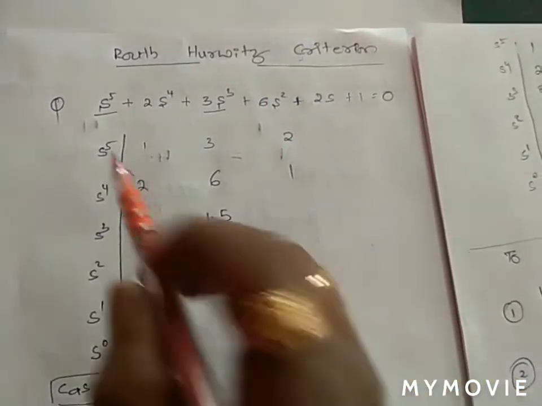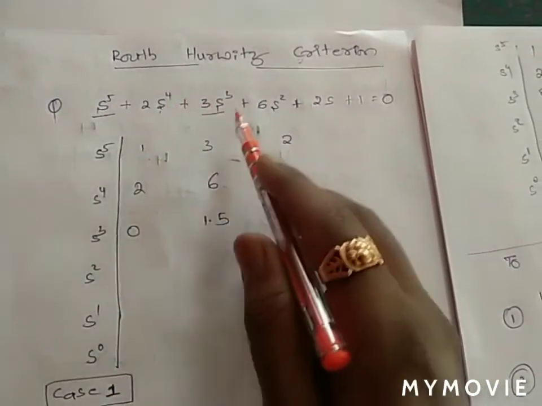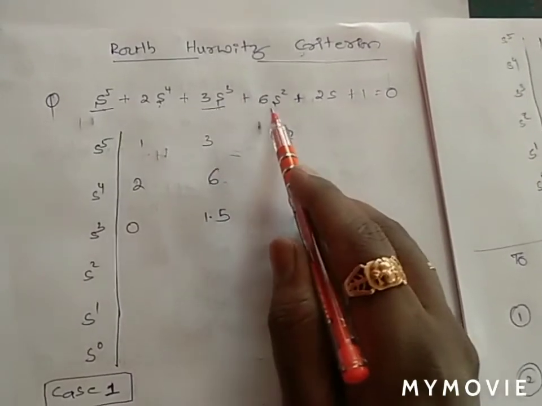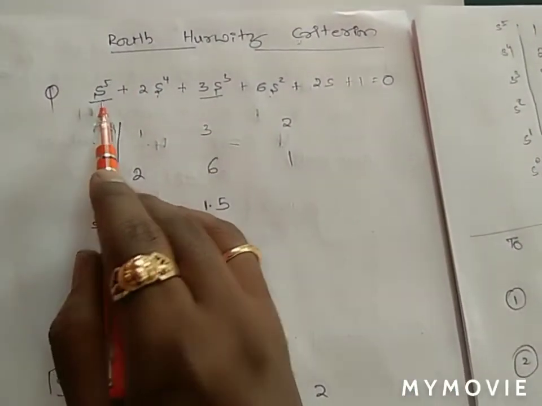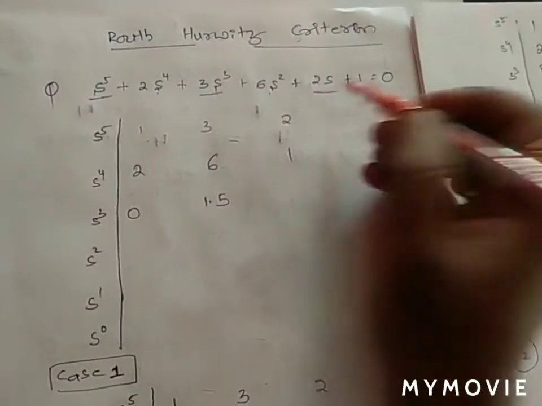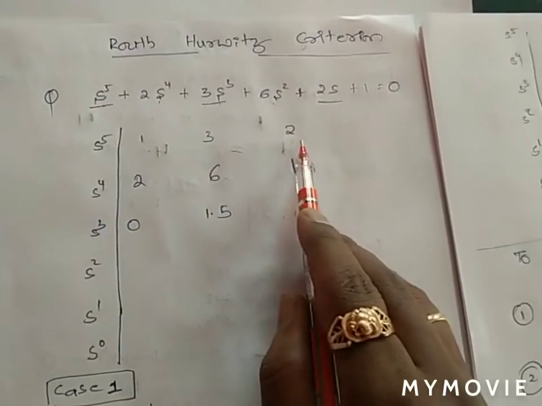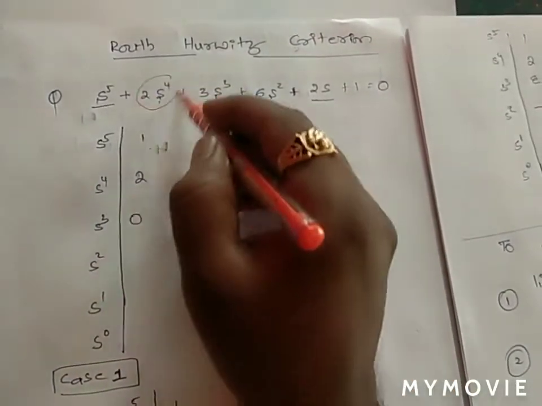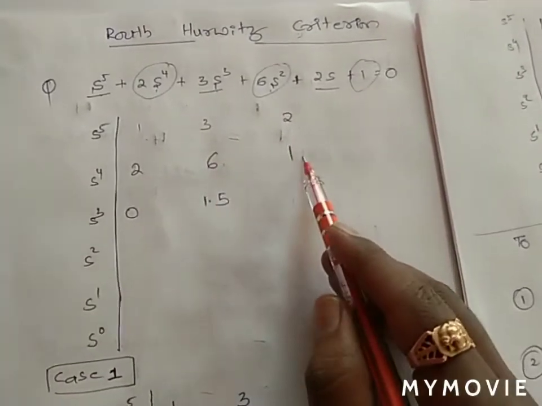This is the given characteristic equation: s raised to 5 plus 2s raised to 4 plus 3s cube plus 6s square plus 2s plus 1 equals 0. So s raised to 5, mark all odd numbers. Write it here: 1, 3, 2, then even numbers 2, 6, 1.